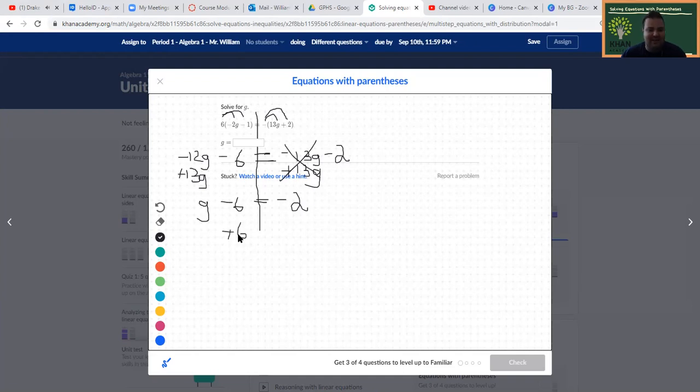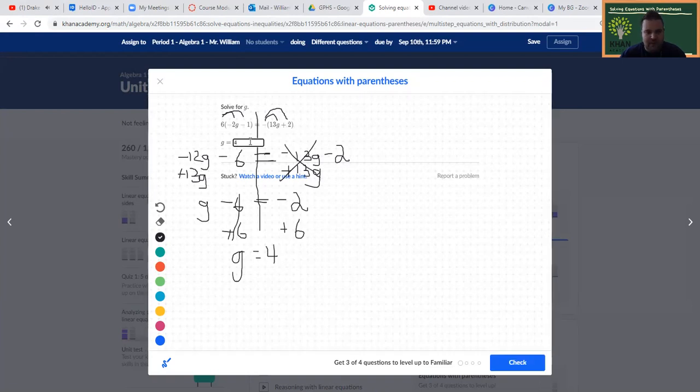I'm going to add 6 to both sides to get rid of the negative 6, do the inverse operation, and g is equal to negative 2 plus 6, which is 4. So g is equal to 4.